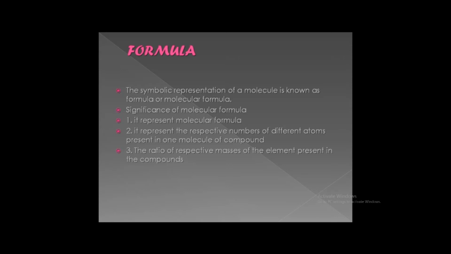Third case, the ratio of respective masses of the elements present in the compound. Suppose I was explaining carbon dioxide, so we can calculate the masses. Carbon atomic mass is 12, oxygen atomic mass is 16. In carbon dioxide, 1 carbon is there, so it will be 12. For oxygen, 1 oxygen is 16, so 2 oxygen will become 32. So 12 plus 32 will become 44. So for carbon dioxide, the mass for this compound will be 44 grams.